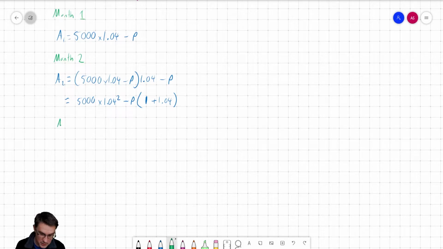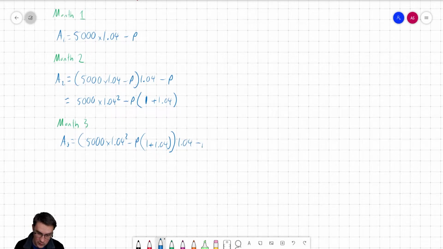Now let's continue by looking at month 3. So for this one, we're going to have A3 is equal to 5,000 times 1.04 squared minus P bracket 1 plus 1.04 bracket times 1.04 minus P. Now, as we do this here, I've taken this from the end of the second month because that's what we had at the end of the month. So it's going to start off the next month. Then I've got the next repayment being processed here.